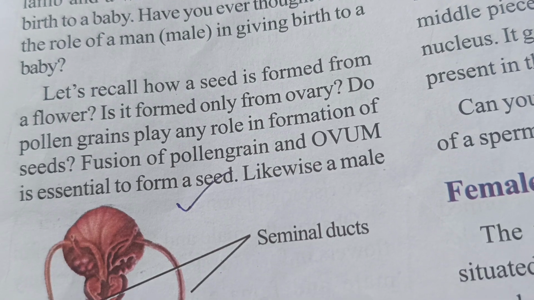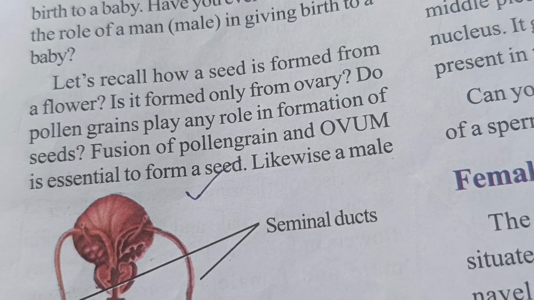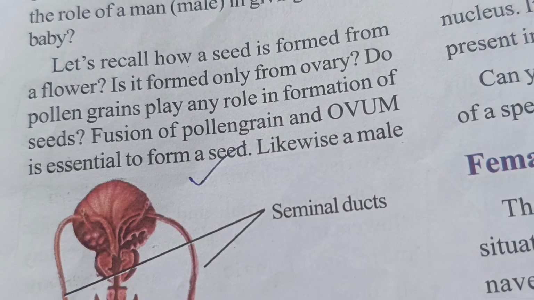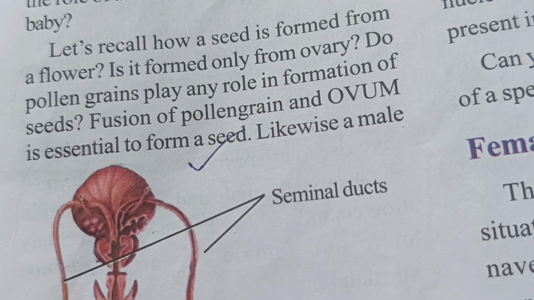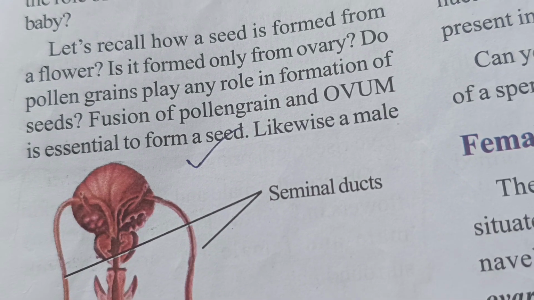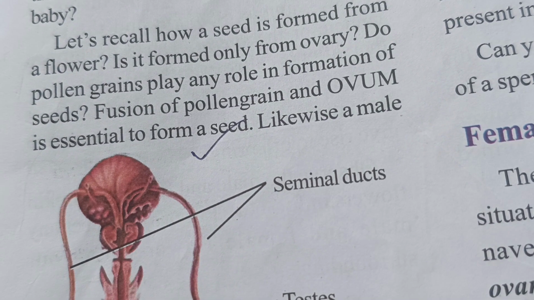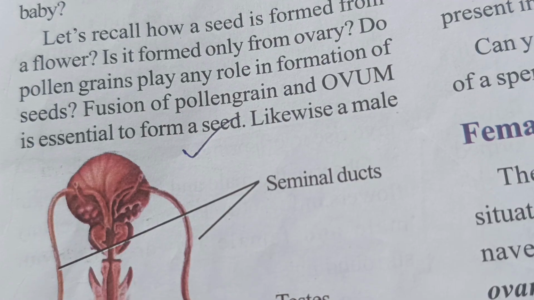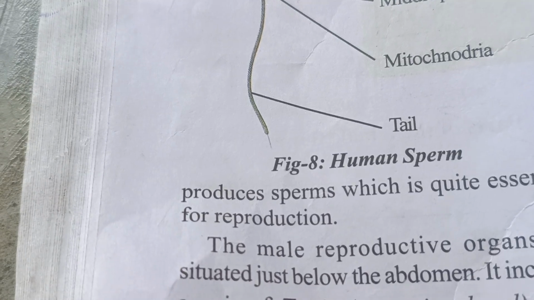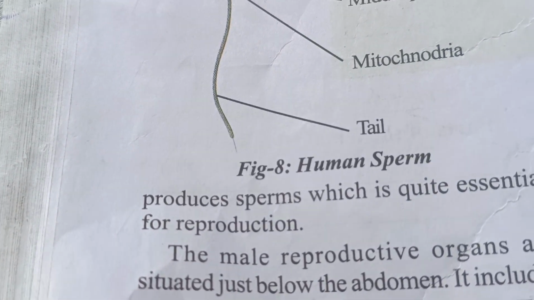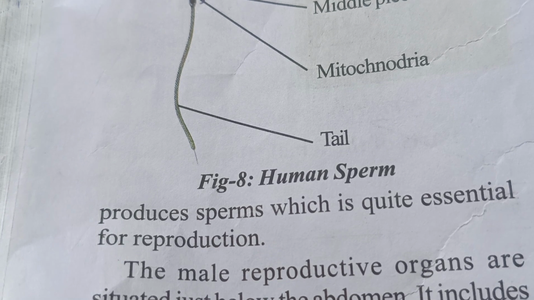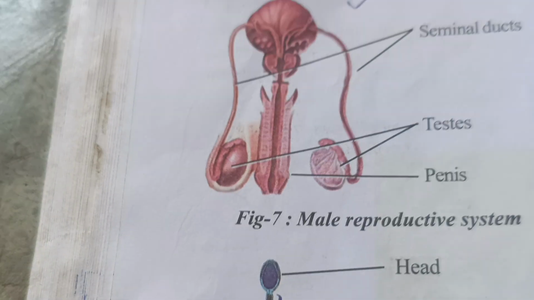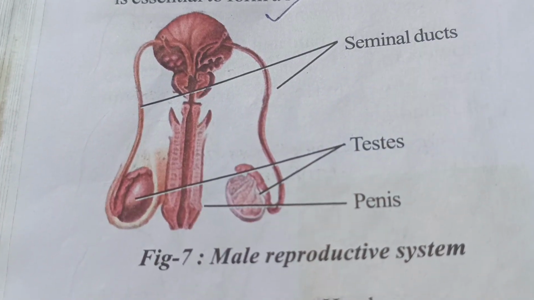Let's recall how seed is formed from a flower. It is formed only from ovary. Do pollen grains play any role in the formation of seeds? Fusion of pollen grain and ovum is essential to form a seed. Likewise, a male produces sperms, which is quite essential for the reproduction. Here we will see the reproductive system of a male.